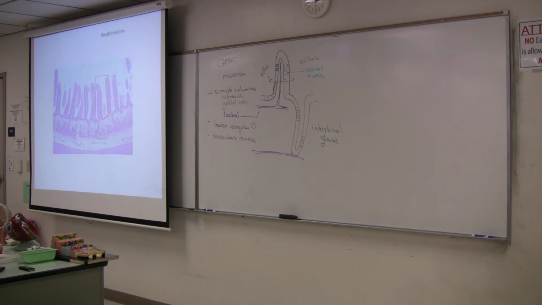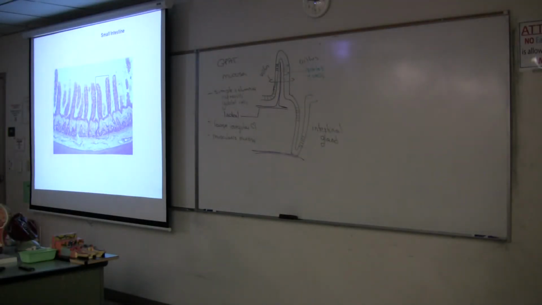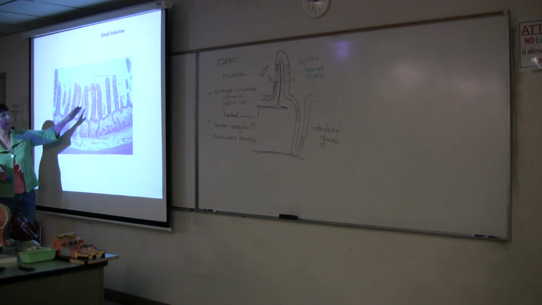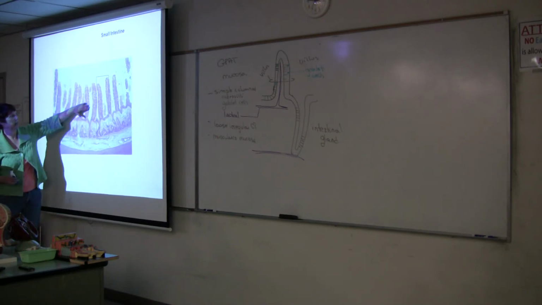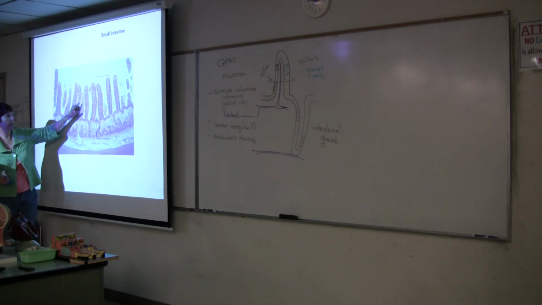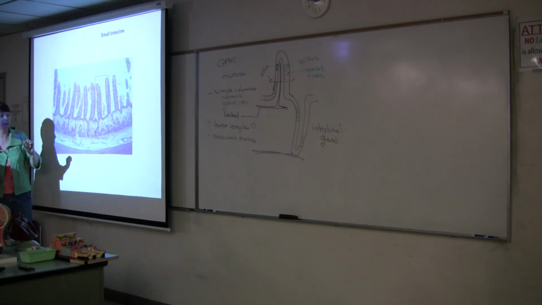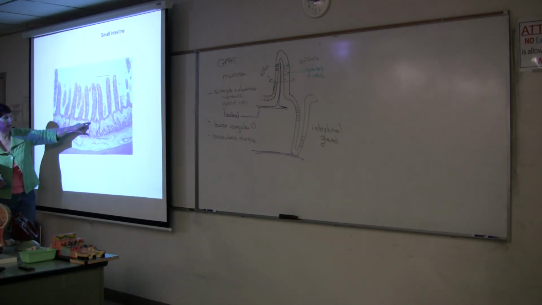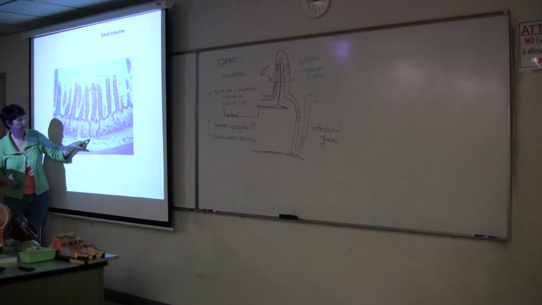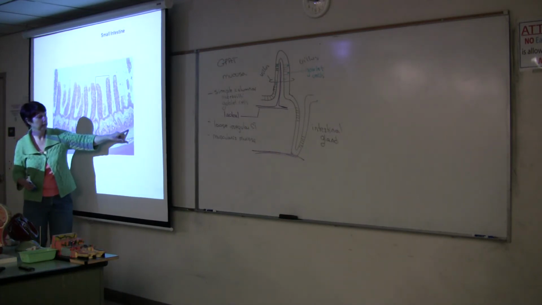So this is a pretty regular picture. It's usually not as regular as this, but here are the villi lined with simple columnar epithelium. The white structures that you see are the goblet cells, and here would be intestinal glands with the muscularis mucosa running along here.